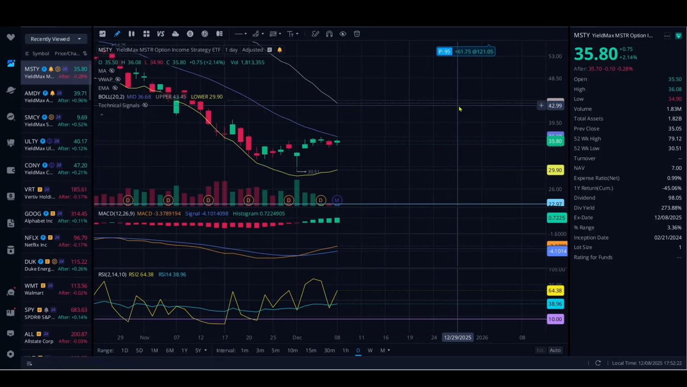So MSTY and AMDY both did a reverse split today. We're going to go over those and also show how to update the stock tracker sheet to account for that reverse split on those or any of the others that you may have that have gone through a reverse split.